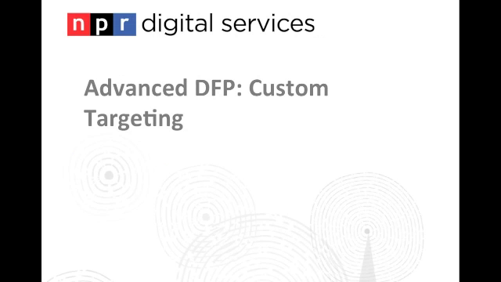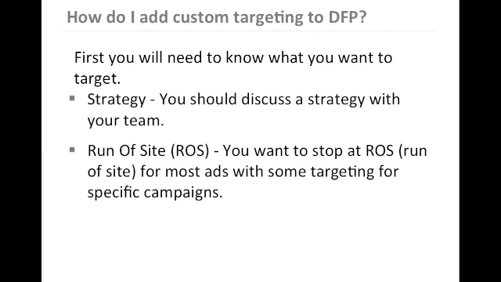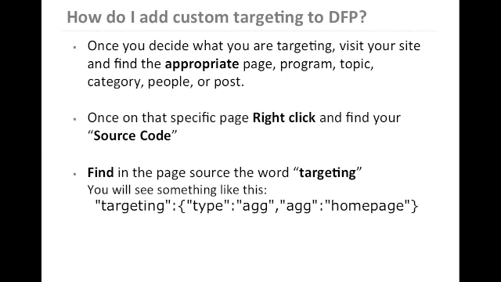So just a high-level overview of how targeting works. The first thing that you want to do if you are interested in targeting is come up with a strategy. You should discuss that strategy with your team. You should understand what the underwriting team needs, which parts of your site they want to target, and how they're selling that. For the most part, many stations just do run of site, so that means you have each one of your ads showing up across your site in every place possible. But if you want us to do something more specific, you can target.